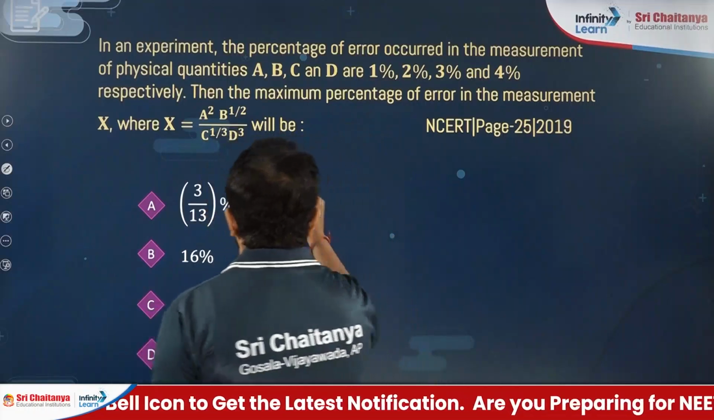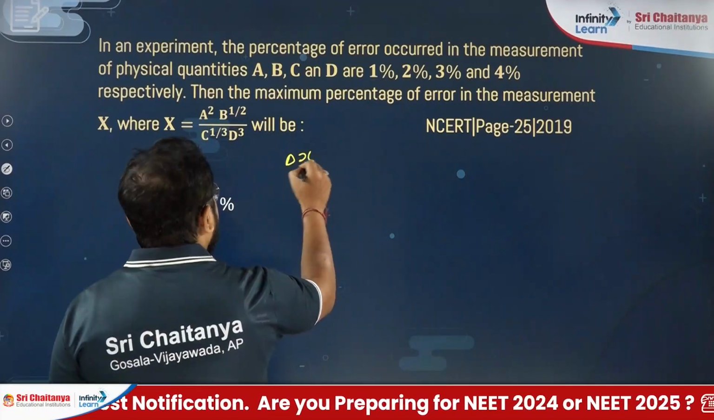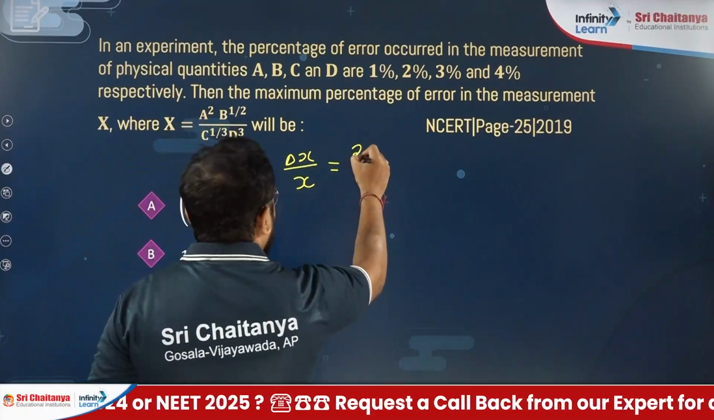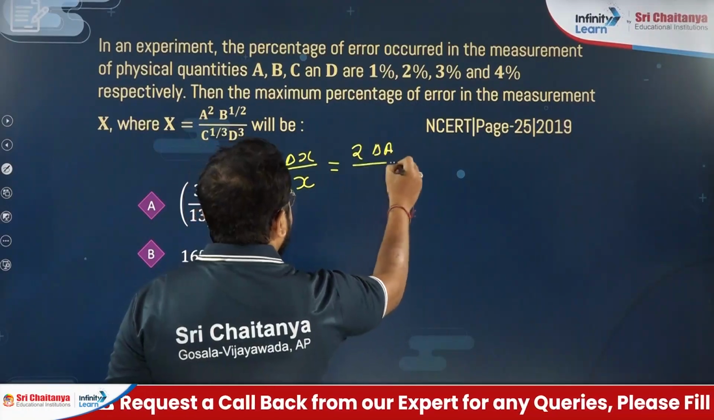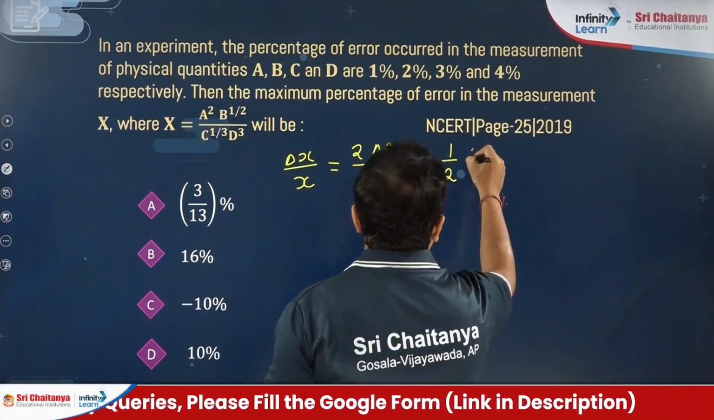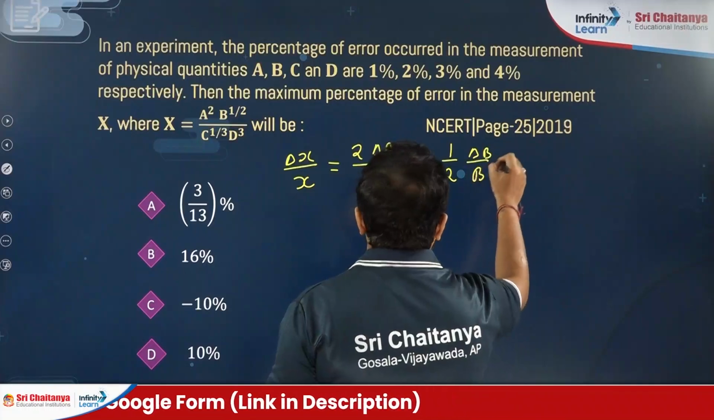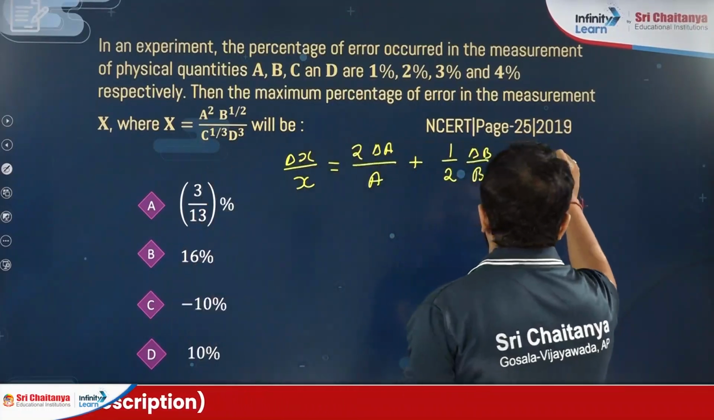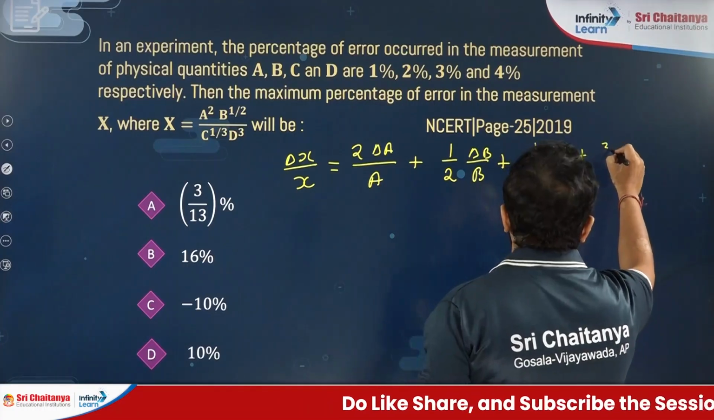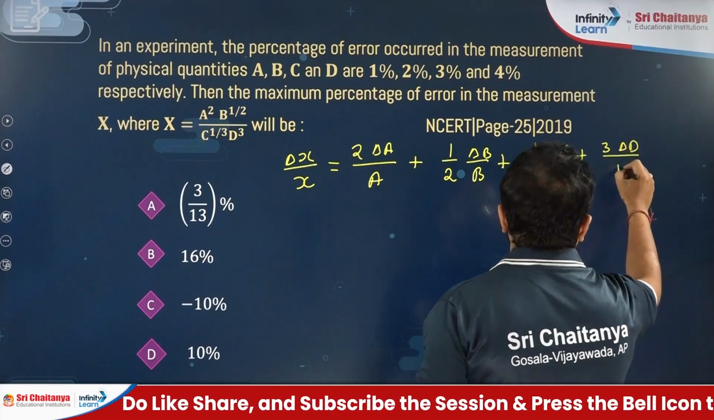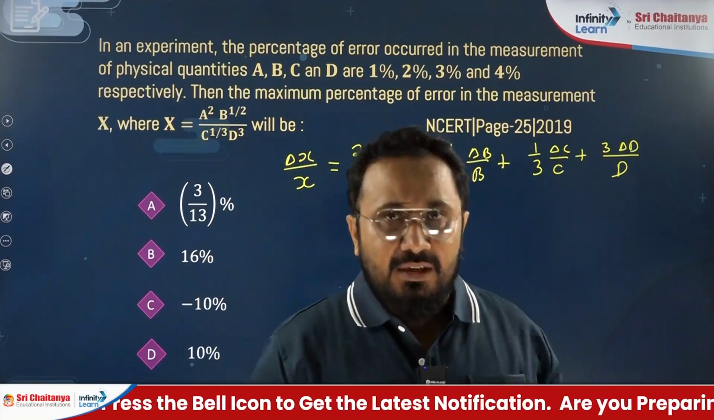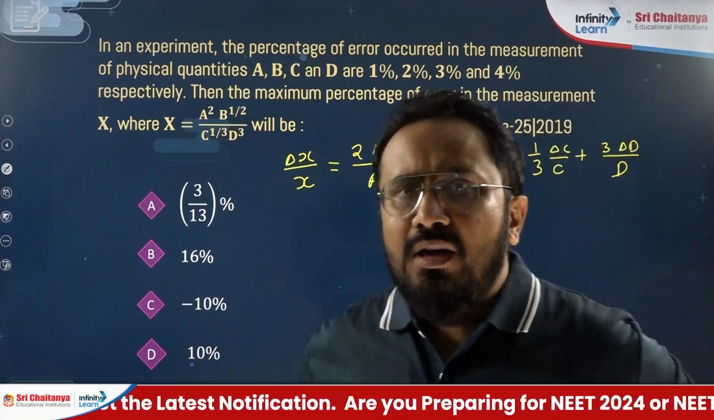See, in this question, how we can write this formula very easily. A square, so it will be multiplied this way. Is it clear? B to the power half, so multiply by half, delta B by B. C to the power 1 by 3, multiply by 1 by 3, delta C by C. Then D cube, multiply by 3 delta D by D. This will be your format. Powers should come in multiplication. In this way, you are going to solve the questions.